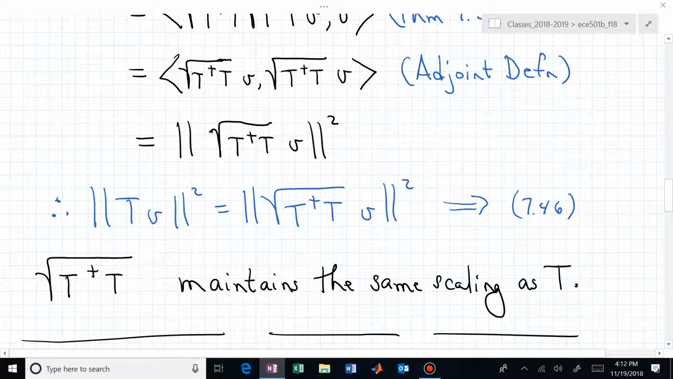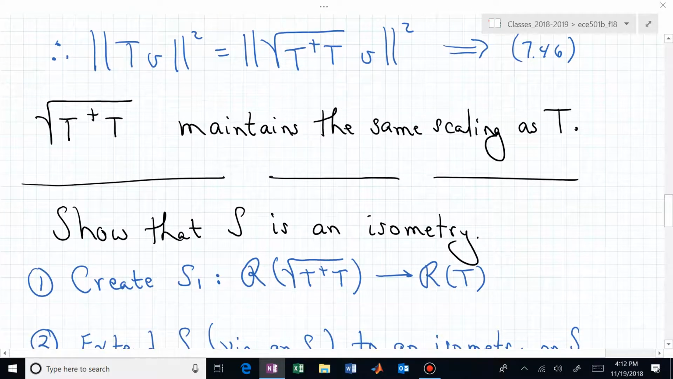We're far from finishing the proof, but so far we have concluded that in this polar decomposition, at least, we can find a positive operator that preserves the scaling properties of the original operator T. And we've now been able to conclude that this original operator T can have the same scaling as a positive operator, square root of T dagger T.